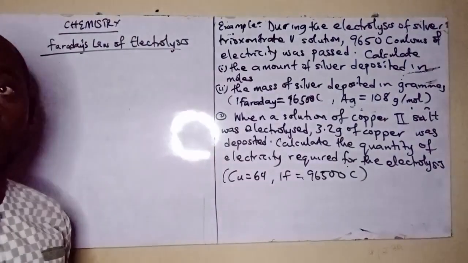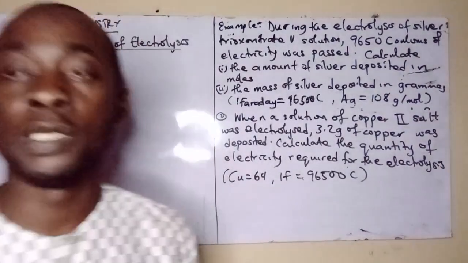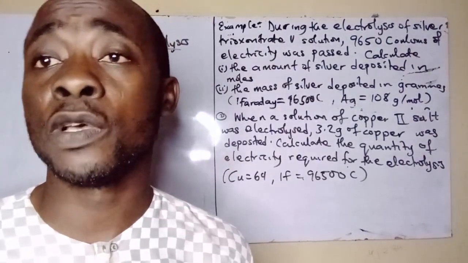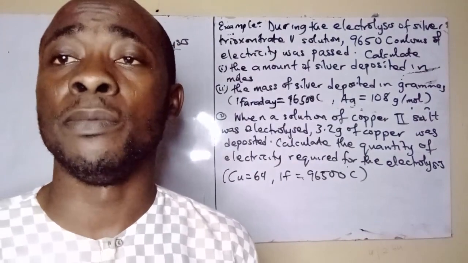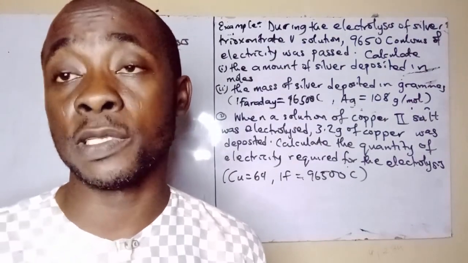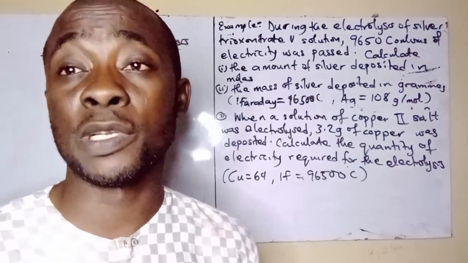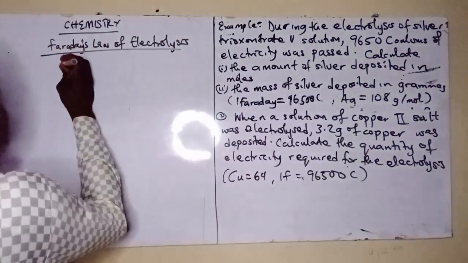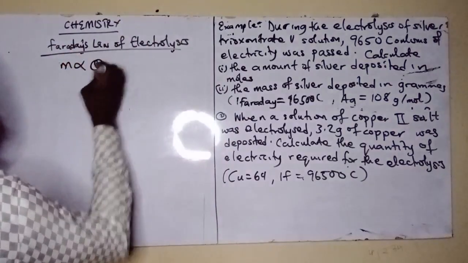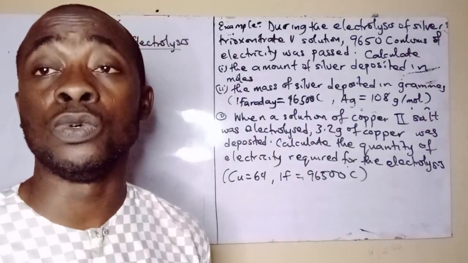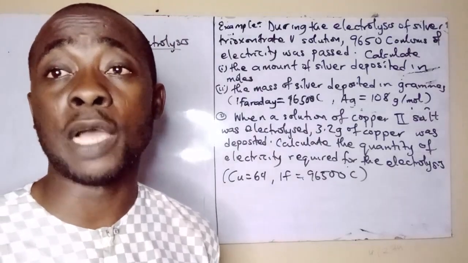Good morning. Today we are going to be handling Faraday's law of electrolysis. The first law states that the mass of a substance deposited is directly proportional to the quantity of charge. That is, M is directly proportional to Q. And we all know that quantity of charge is equal to current times time, which is usually measured in coulomb.